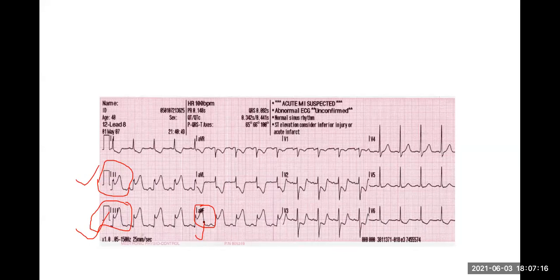Inferior STEMI. Yes, Sanjay, it does look like saddle shaped, but in pericarditis, right? So it does look a little like this, slightly more acute.